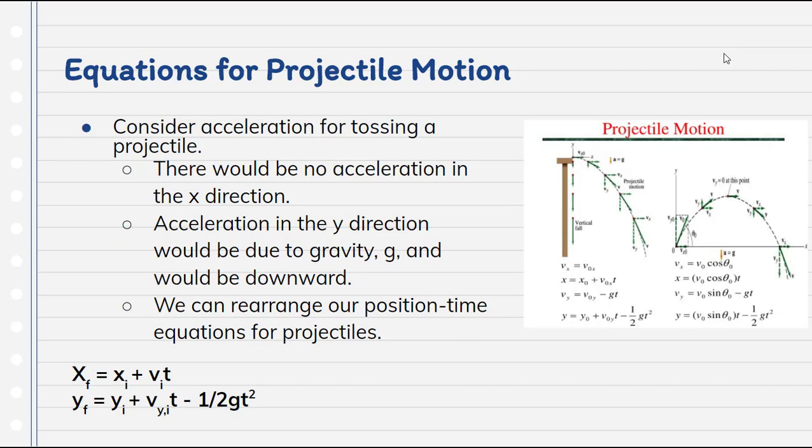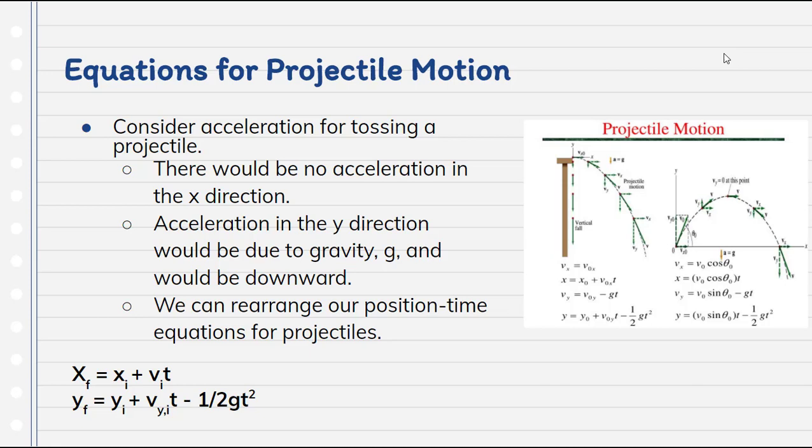So if we consider acceleration for tossing a projectile, there would be no acceleration in the x direction. Acceleration only occurs in the y direction, and that would be due to gravity, and it would be downward. So we have to keep in mind that because it is downward, it is negative g, negative 9.8 meters per second squared. So as a result, we can rearrange our position time equations for projectiles.